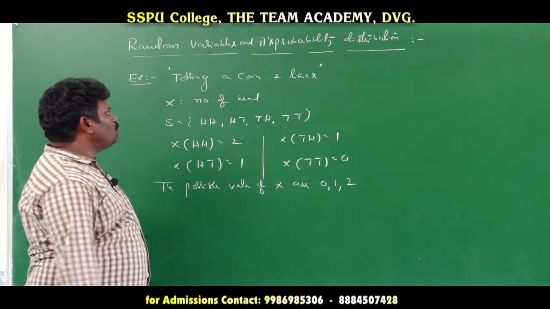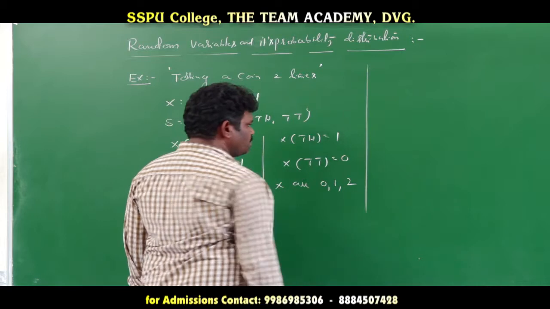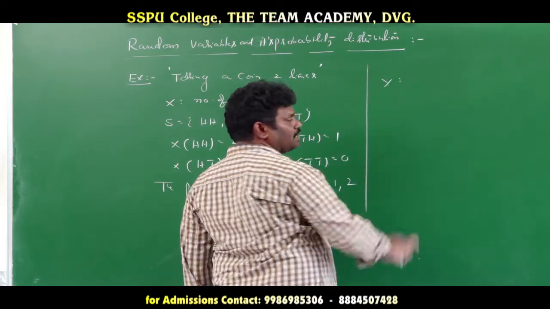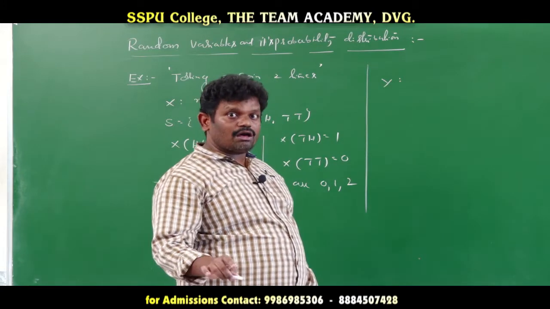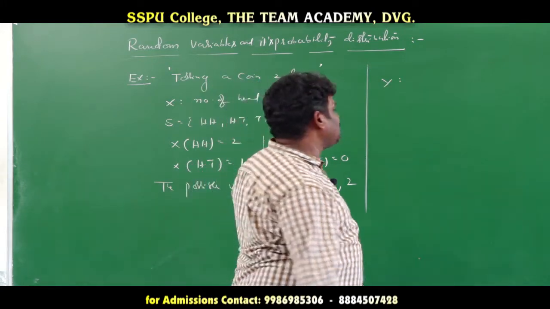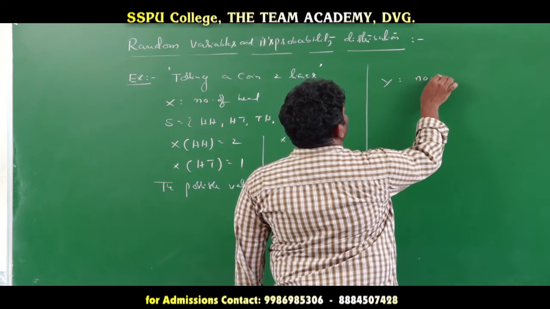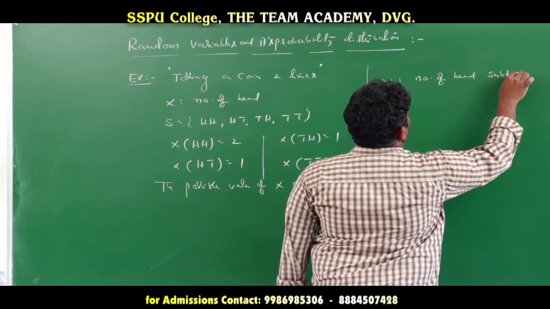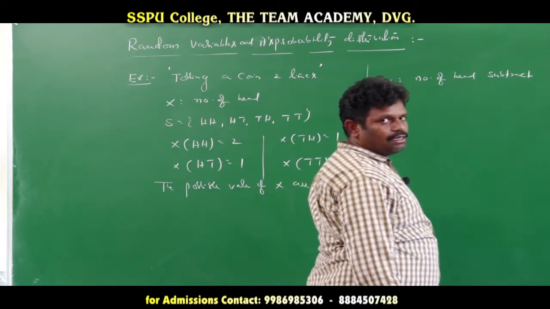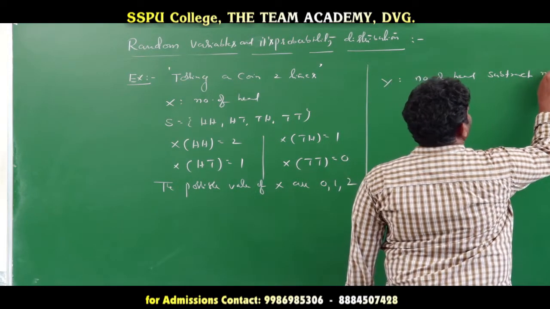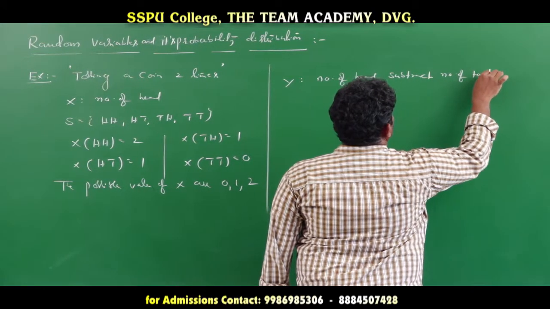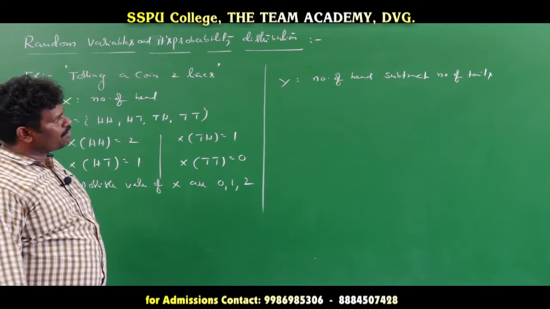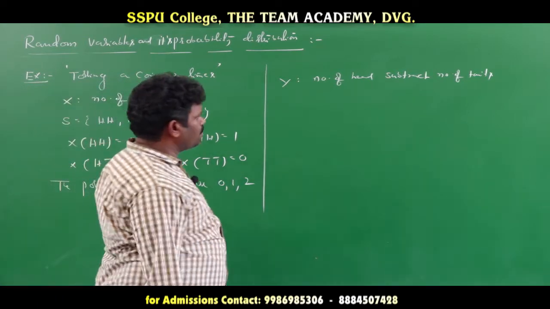Now if we take the same random experiment, but consider another random variable Y, the number of heads subtracted from the number of tails. Here Y represents another random variable: the number of heads subtract the number of tails.